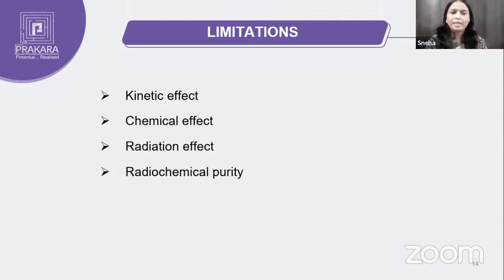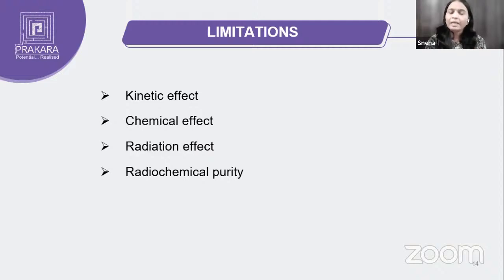Now, what are the limitations? Each and every radio compound will have some kinetic effect, some chemical effect, and some radiation effect. Then the radiochemical purity of that compound also matters. These kinetic, chemical, and radiation effects may affect the biological activity of our secondary metabolites, or they may damage the cell. Sometimes they may change the intermediate compound. All these are limitations.